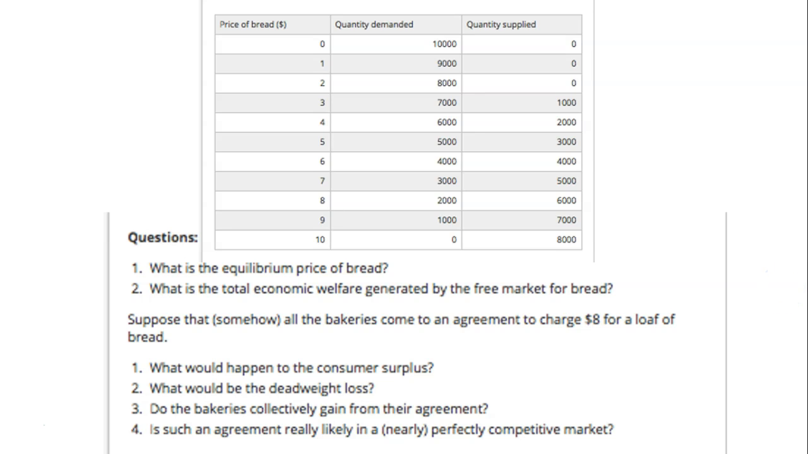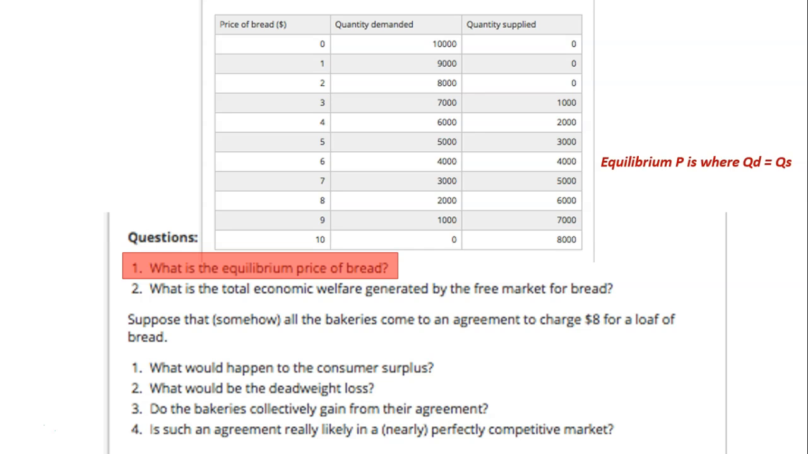A student has asked for help with these questions. Here we're provided with a demand and a supply schedule showing the quantities demanded and the quantities supplied at various prices, and here we're talking about the bread market. We're assuming it's a highly competitive or perfectly competitive market, and that's why we're able to use the demand-supply cross model. The first question is, what is the equilibrium price of bread?